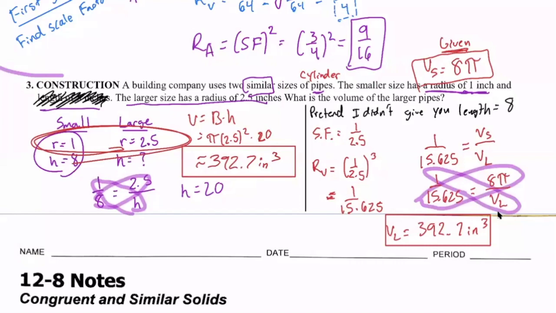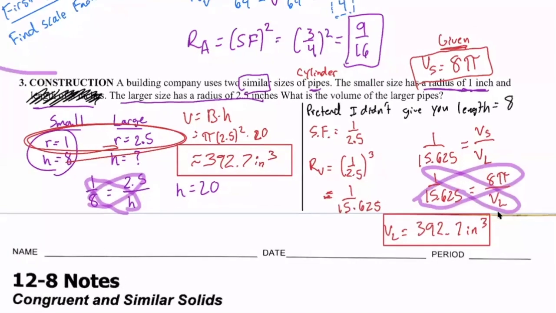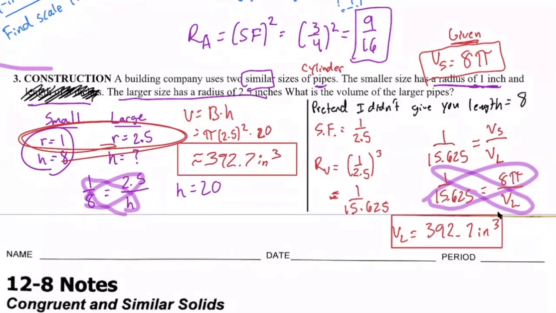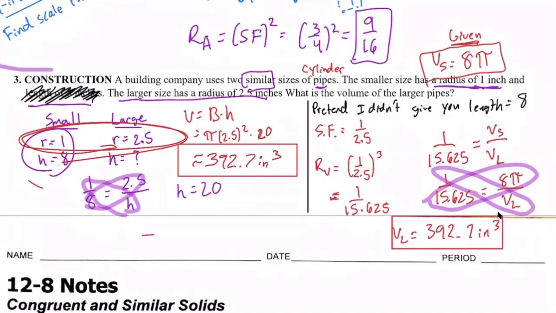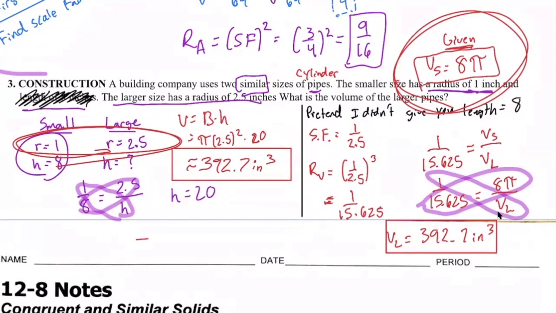So essentially, both ways will work. It just depends what you're given. Obviously, if you're given the height initially, then you can set up a proportion to find the height. Why would it be 8 pi? Yes, so Megan, this is given. I'm just saying, depending on the information you're given, if you're actually given the volume of the small pipe, that's VS.